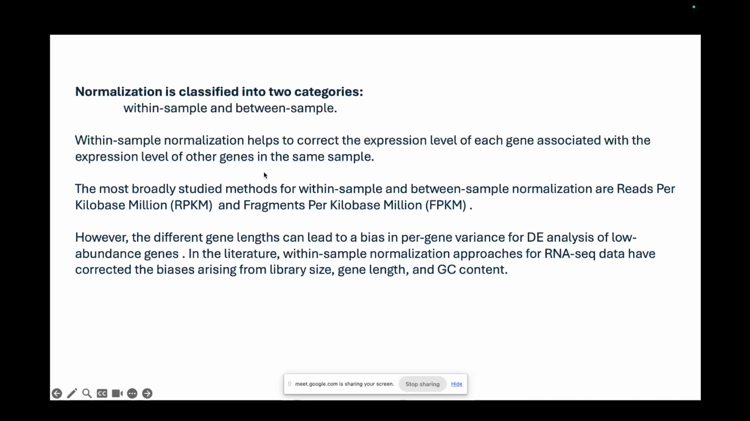Within sample normalization helps us to correct the expression level of each gene relative to the expression levels of other genes in the same sample, right? As I was saying, if you have a larger gene, by default you'll have more transcripts. If you have a smaller gene, by default you'll have fewer transcripts. That has nothing to do with the expression levels of those genes. So you need to correct for these things within sample, and between samples you need to remove any batch effects, for example if your first experiment on the first sample had lower coverage and your second experiment on the second sample had higher coverage.